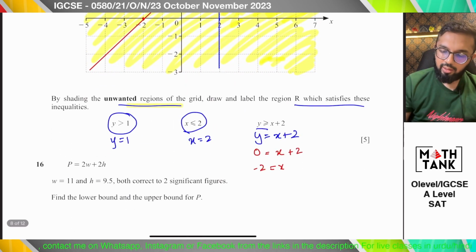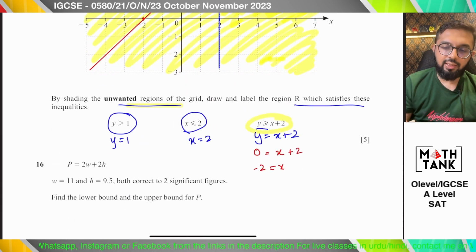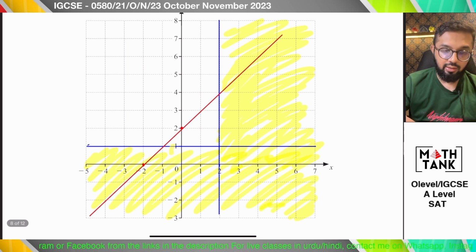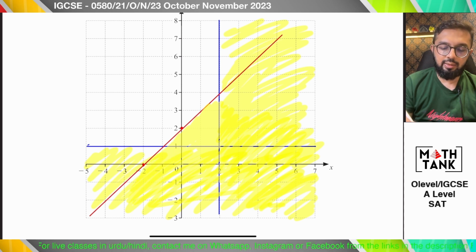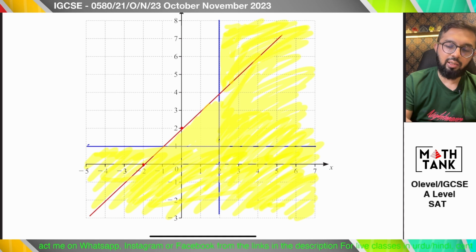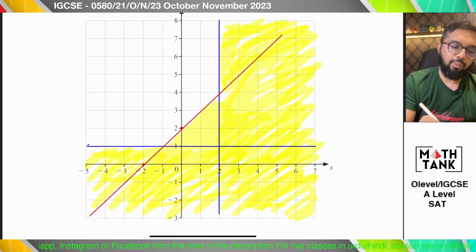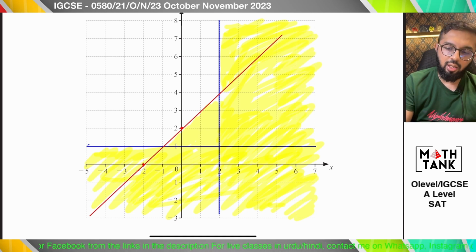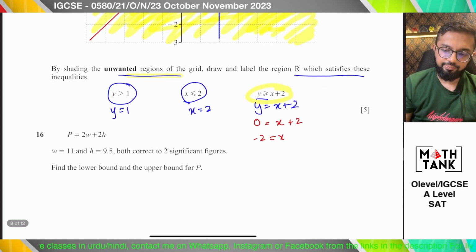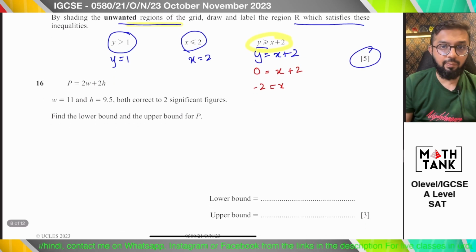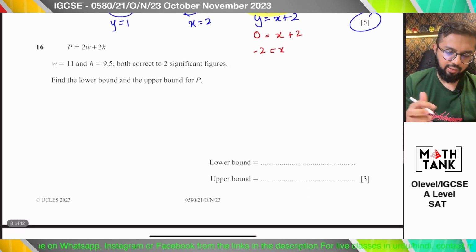What region do I want? I want the region that is above this line. So I want to shade the region that is below this line because that's the unwanted region. Having shaded all of that, that is the required region R that remains unshaded. So I'm going to label a capital R here and say that this is the region R that's unshaded. 5 marks for this, lots of marks. Make sure that you shade properly.